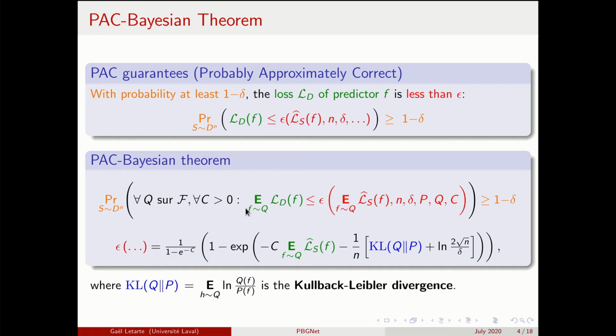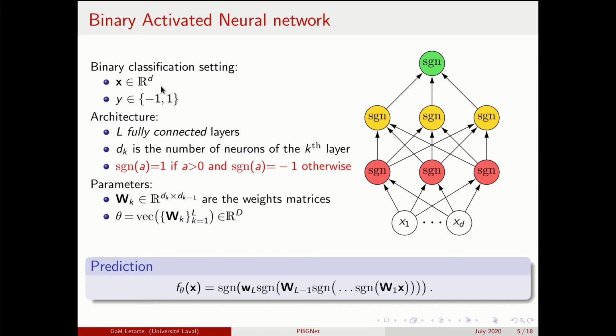Now that PAC-Bayes is introduced, let's see on what kind of predictors we are going to apply it. We are working in the binary classification setting where the label is either -1 or 1. The predictors are binary activated neural networks with a classical fully connected architecture of L layers of hidden size d_k, and each neuron is activated by a sign function. The difference with binary neural networks is that we have real valued weight matrices, while binary neural networks have binary weights to optimize memory and computation. We have the following prediction function f, parameterized by theta, with a single binary activated output neuron.